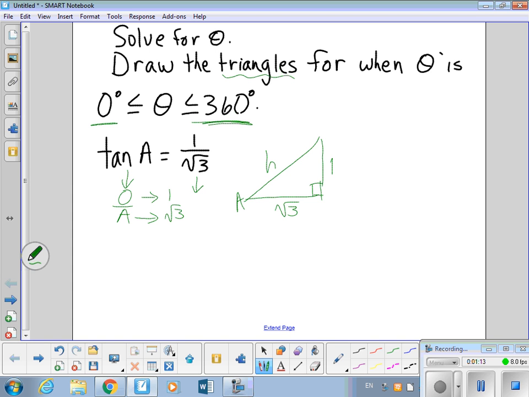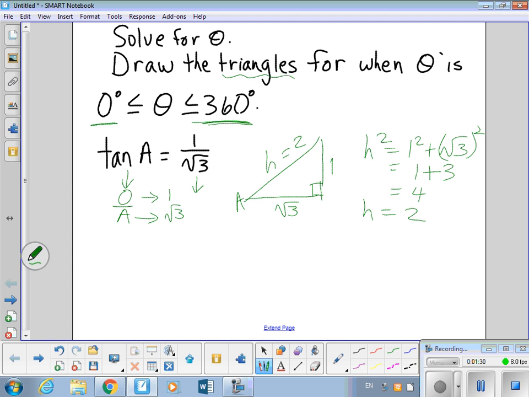So when I do this, obviously it's just Pythagorean theorem. So I know h squared is going to be 1 squared plus square root 3 squared, which is 1 plus 3, which is 4. So I know that h is 2.